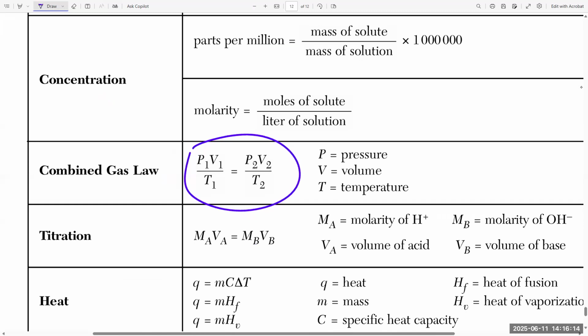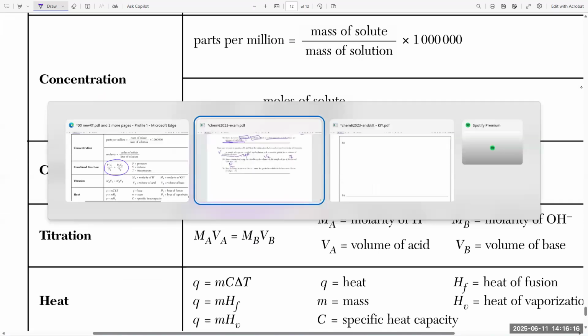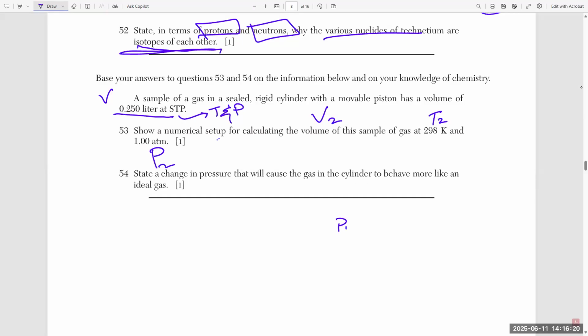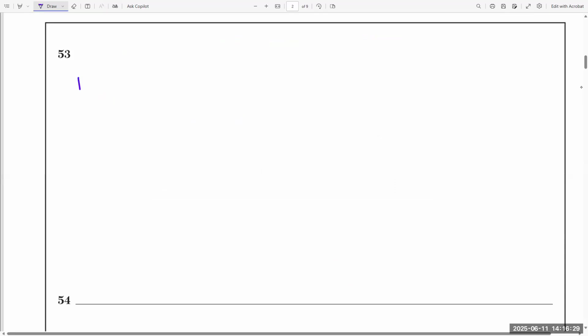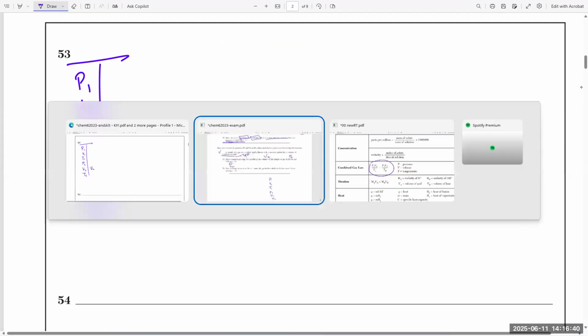So we need P, V, T, 1 and 2, right? So let's set that up right here: P1, V1, T1, P2, V2, T2. In fact, you can do the work over here too. P1, V1, T1, P2, V2, T2. We're looking for our V2, right? So let's get some values now.